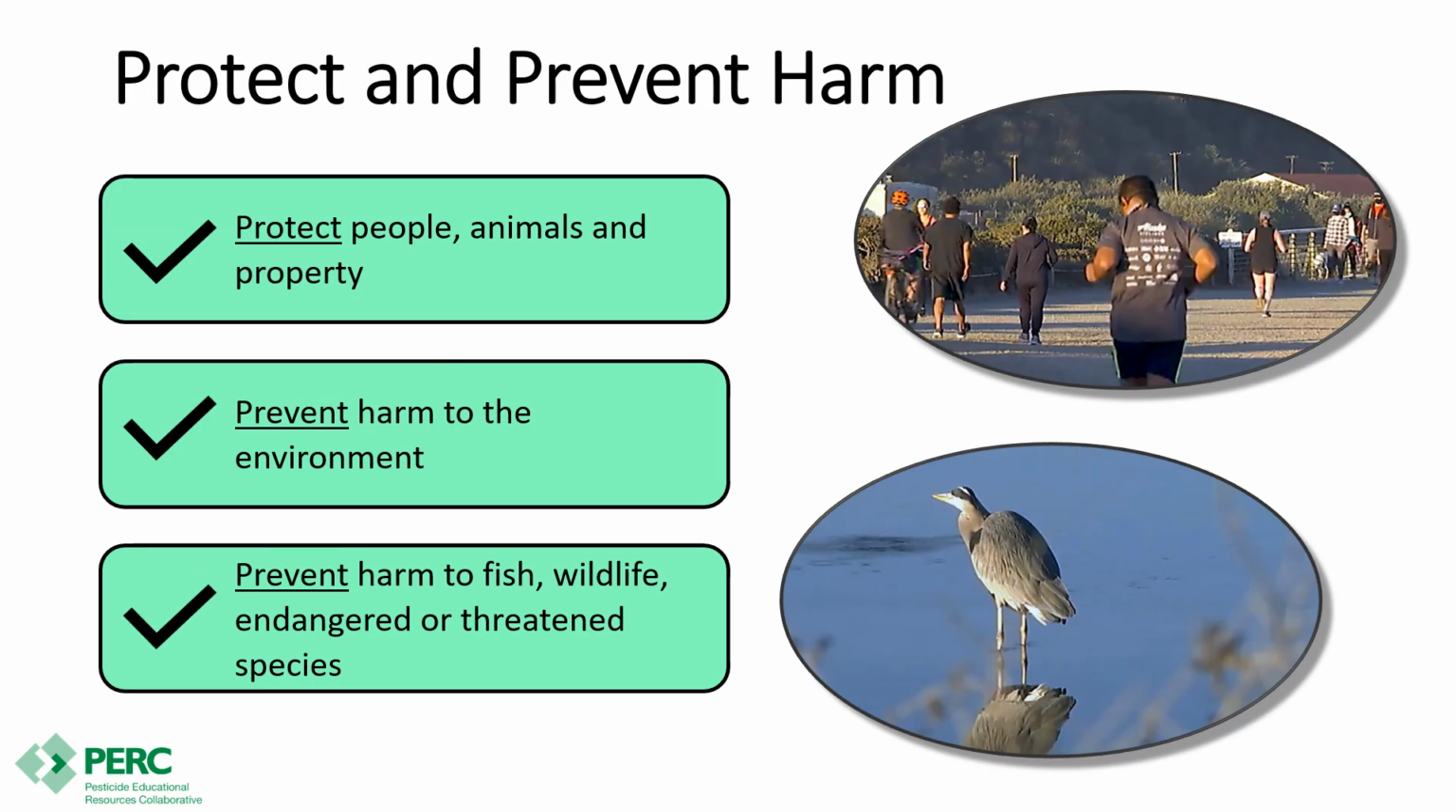When using any pesticide, including restricted-use pesticides, it is your responsibility to protect people, animals, and property, and prevent harm to the environment, such as fish, wildlife, endangered or threatened species, or their habitats.